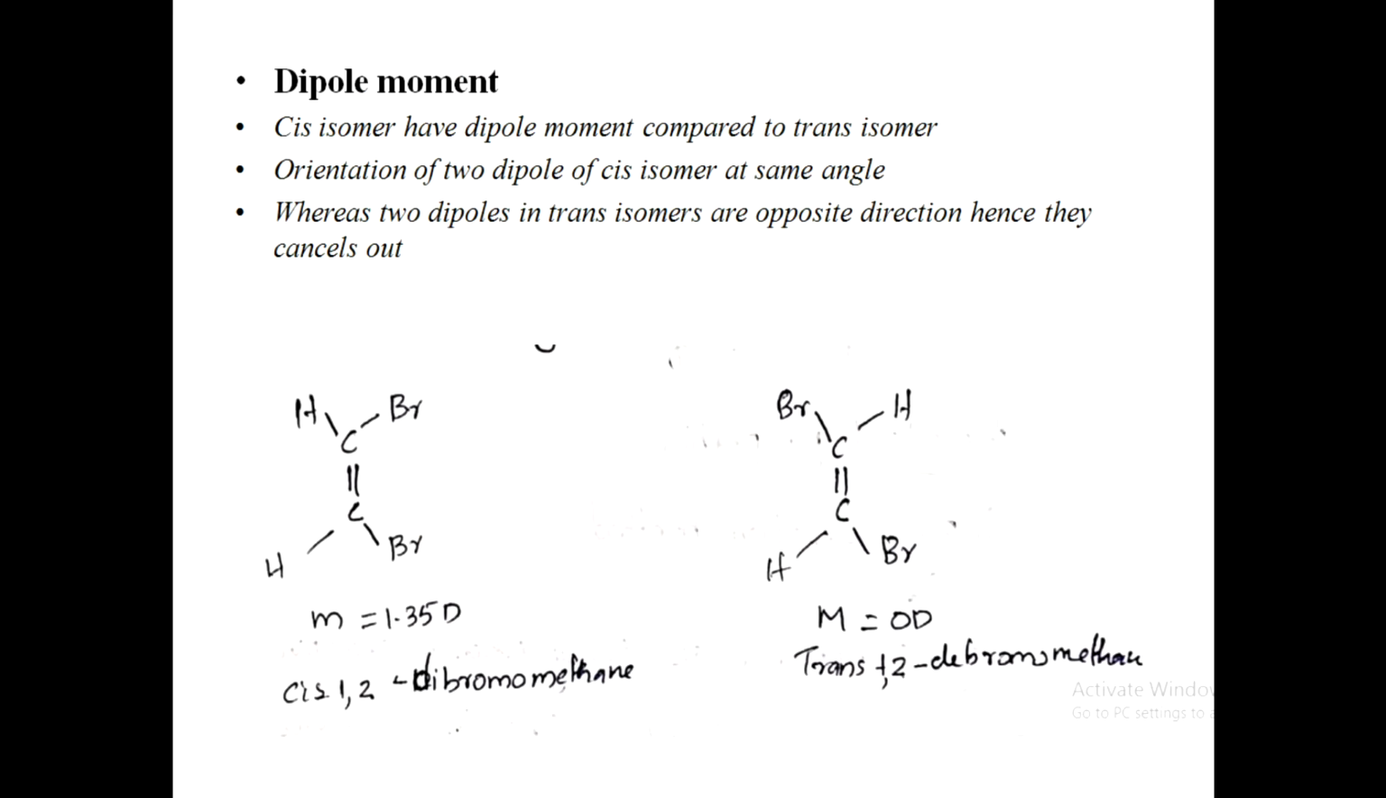Dipole moment. Here, the cis isomers have higher dipole moment compared with trans isomer, which has nearly 0 dipole moment. The higher dipole moment of cis isomer is due to the orientation of two dipoles of cis isomer. They are at the same angle. In the case of trans, they are in opposite directions, so they cancel out. Example is dibromoethene, where cis dipole moment is 1.35 and for trans it is 0.